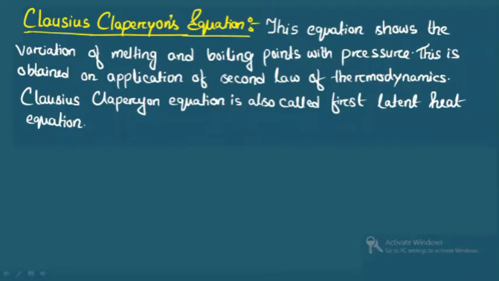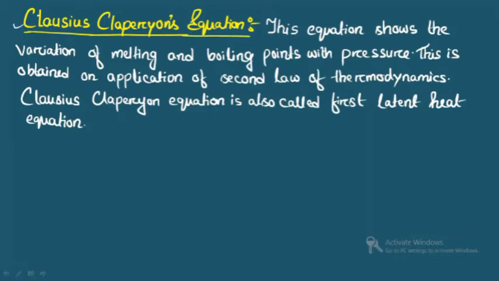So in the previous video, we have discussed the Maxwell's potential and the Maxwell's equations. In this video, we shall discuss the Clausius Clapeyron equation, and we will derive it using the Maxwell's second equation. So first, let's see what the Clausius Clapeyron equation tells us.